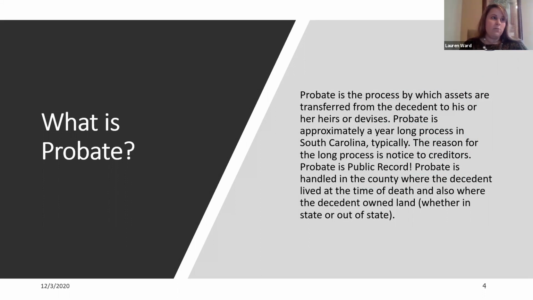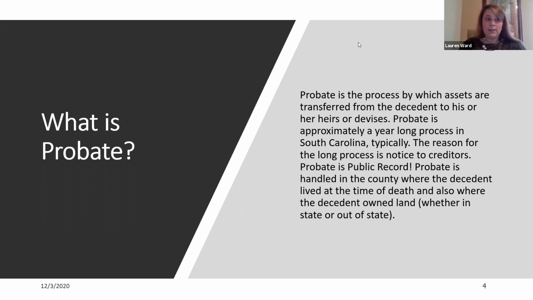Probate is about a year-long process here in South Carolina. Technically 8 months is the creditor period, but in reality, from start to finish, it's going to take more like a year. The reason for that long is the creditor period. We have to put notice in the newspaper to creditors of the individual's death, and that's an 8-month period for a creditor to respond. Some other facts people like to know: probate is public record.